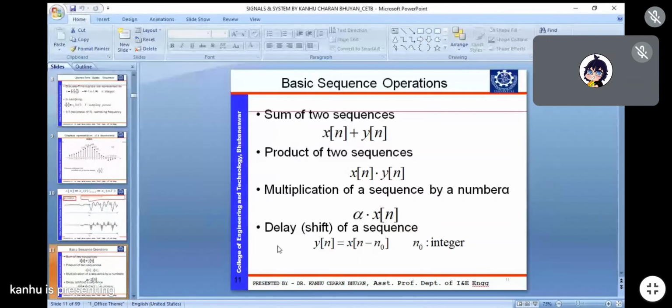What is the unit of delay? Seconds only. What is the unit of advance? Same. Delay is n - n0, and advance is n + n0. Very good.